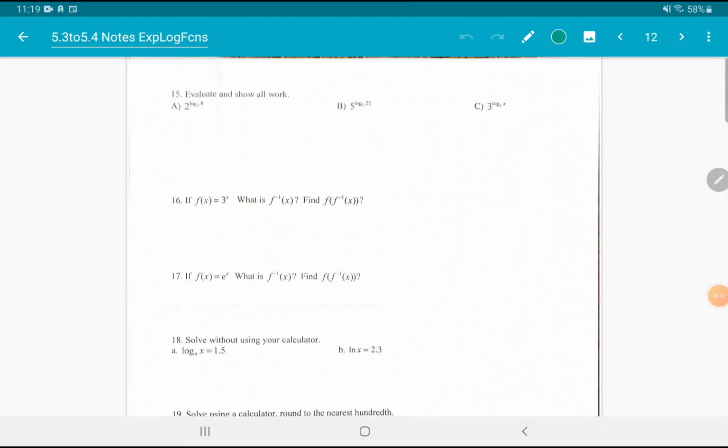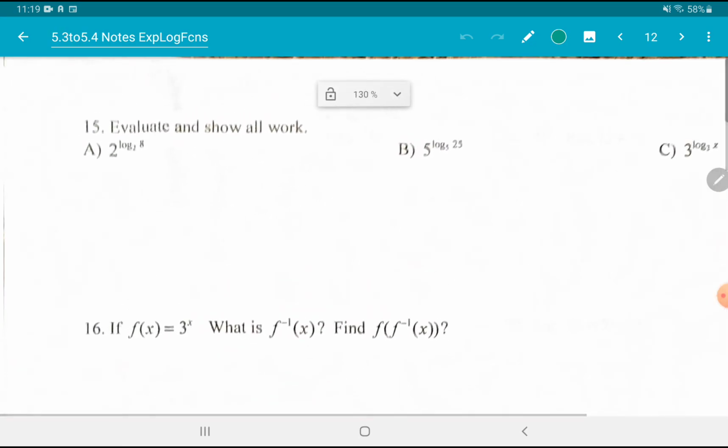In this video, we'll take a look at how inverses and logs can work together on the same problem. Let's look at number 15, 15a. So we have 2 to the power of log base 2 of 8. One thing that we see here is that the log base 2 of 8 is kind of its own thing.